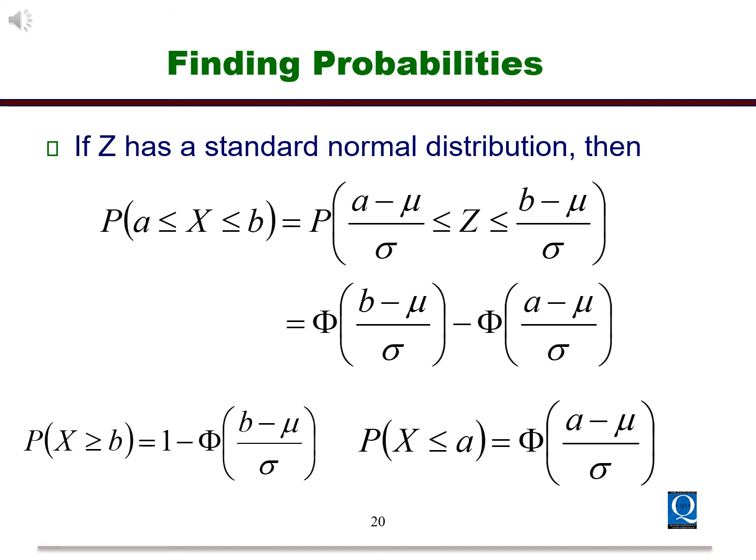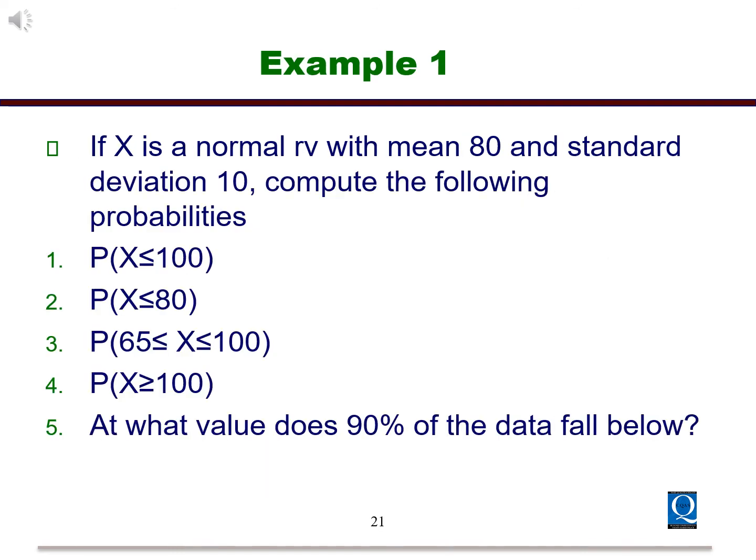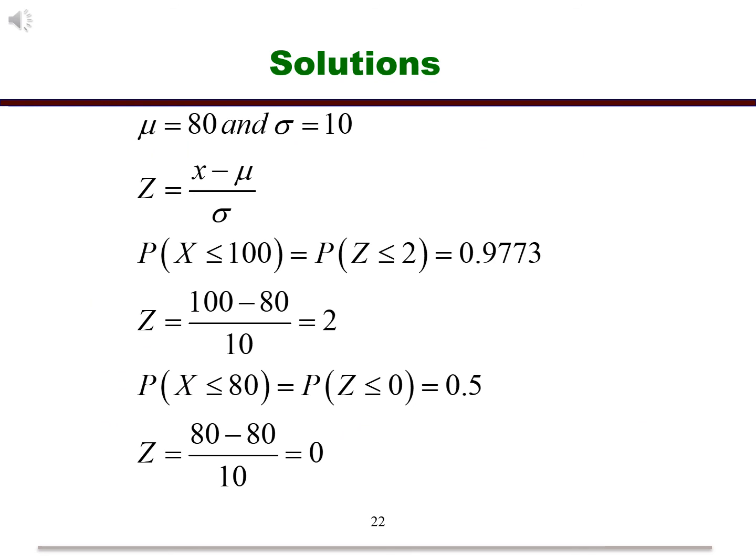Let's do an example. We have a random variable that follows a normal distribution with mean 80 and standard deviation 10. The problem is asking for some probabilities, and the last part asks for a value for x. The solutions are on the next couple of slides. The procedure that we will follow to discover the probabilities is as follows. First, find the value for z, then determine the CDF value for the corresponding z from the standard normal tables. Finally, manipulate this value to find the probability. Go ahead and make sure that the answers you come up with match the answers on the slide.